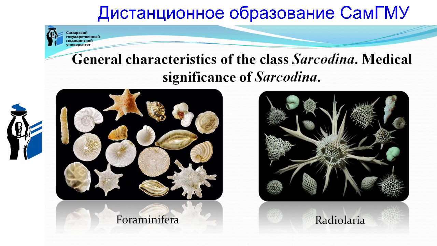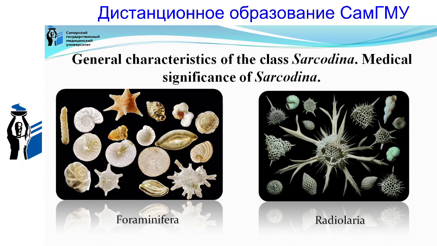First of all, we need to talk about general characteristics of the class Sarcodina. The main feature of the class Sarcodina is their ability to form pseudopodia or pseudopods, which are outgrowths of the cytoplasm, which serve to move and food capture. Movement organelles determine the division into types.